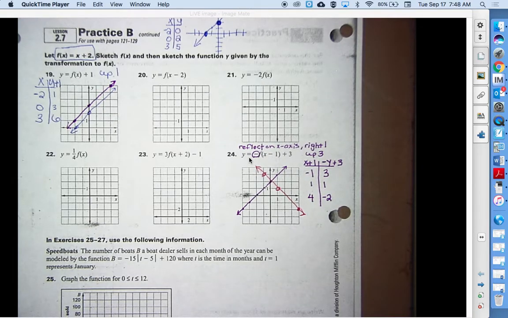So there would be my new line at -1, 3, 1, 1, and 4, -2. And you could see that reflection part, the part that it's going at a different angle. So it was increasing, and now it's a decreasing line. Questions?